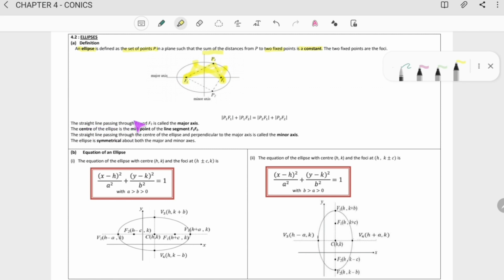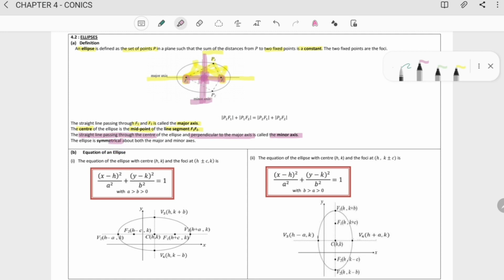The straight line passing through F1 and F2 is called the major axis. The center is the midpoint between F1 and F2. The straight line passing through the center of the ellipse and perpendicular to the major axis, which must pass through the center, is called the minor axis.